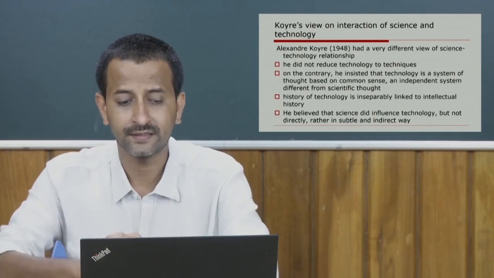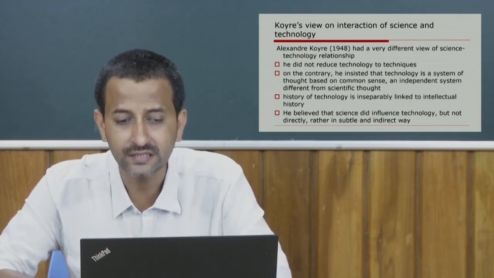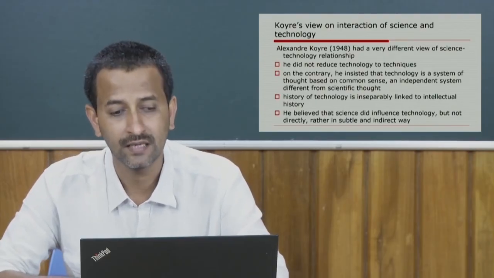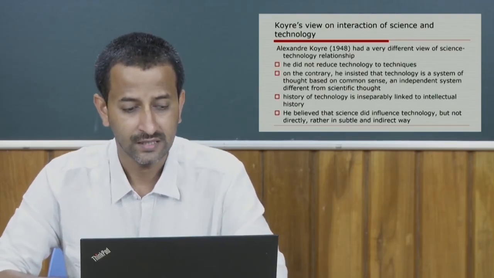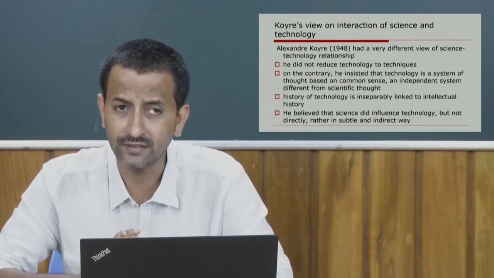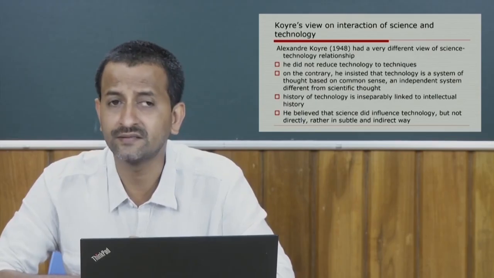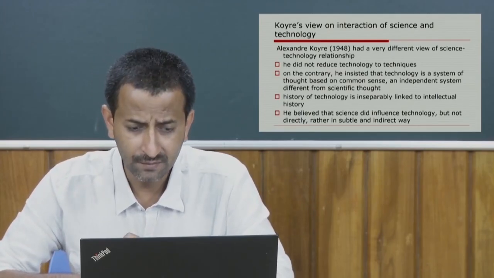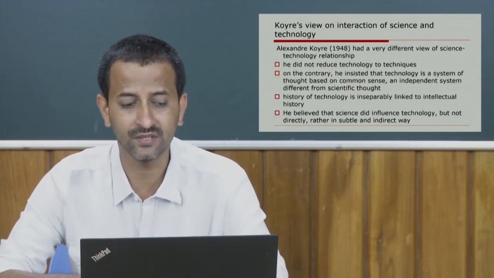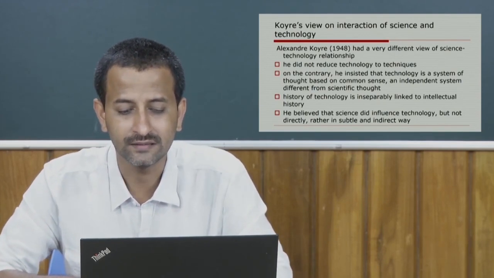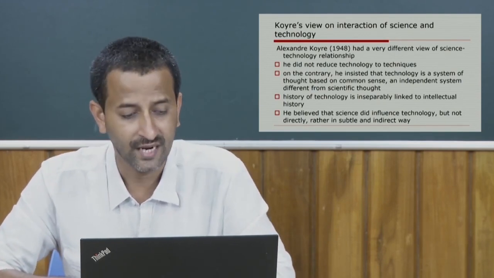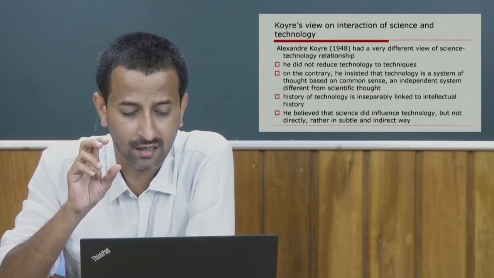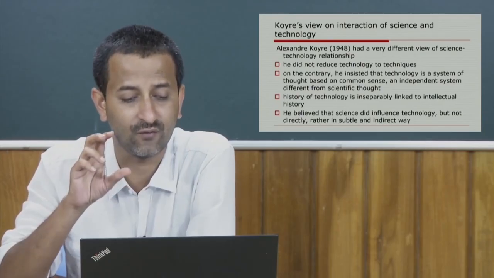Koyré believed that science obviously influenced technology, but not directly, rather in subtle and indirect ways. Koyré believed that science indeed influenced technology, but the elements observed were not necessarily the results of science, its laws and findings. Rather, Koyré emphasized a subtle, indirect influence.